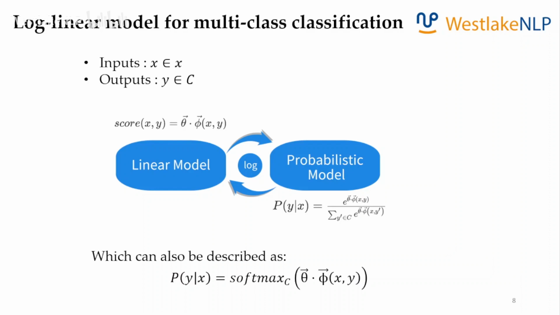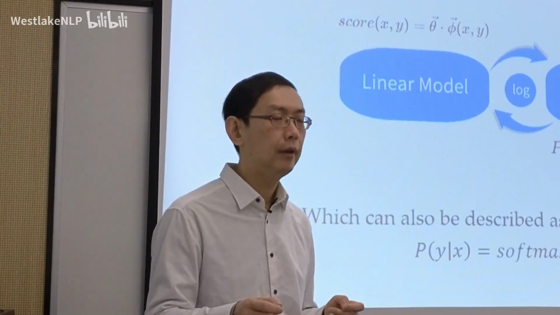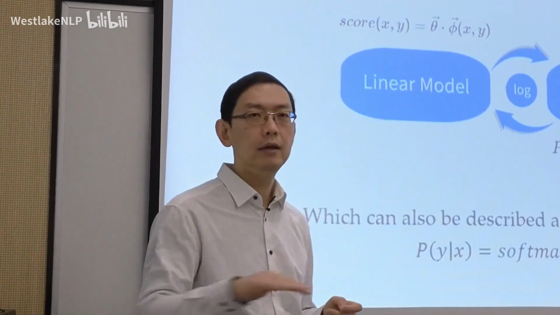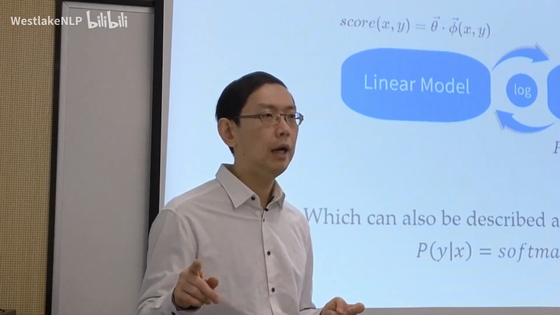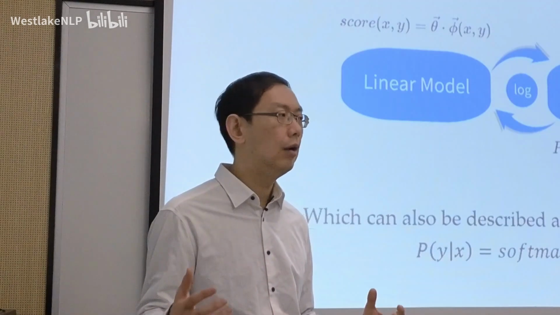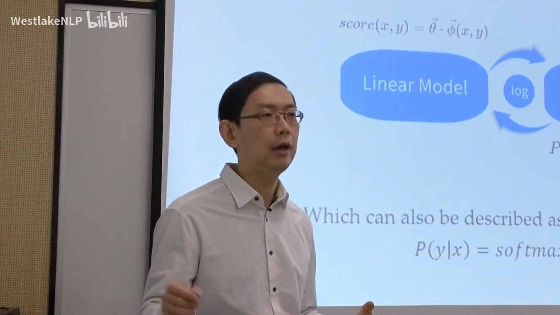So this is the parameterization. Theta dot phi gives you a score, and you calculate e to the power of this score. Now for every class label y, you calculate e to the power of theta dot phi(x, y), and how do you normalize that into a number between 0 and 1? You just divide the current score e to the power of theta dot phi by the sum over all class labels y prime of e to the power of theta dot phi.